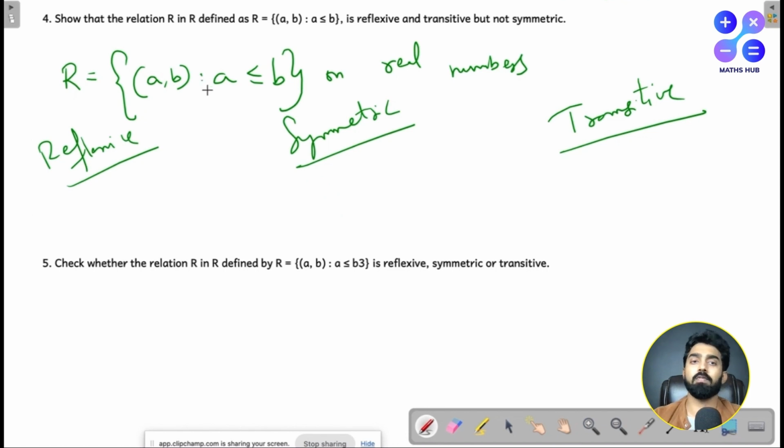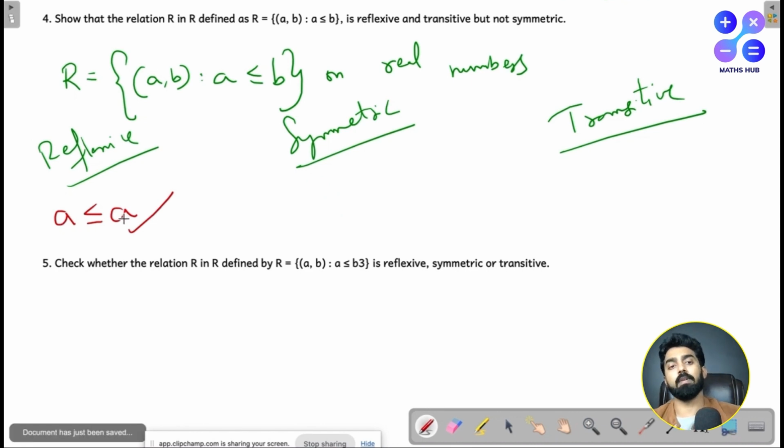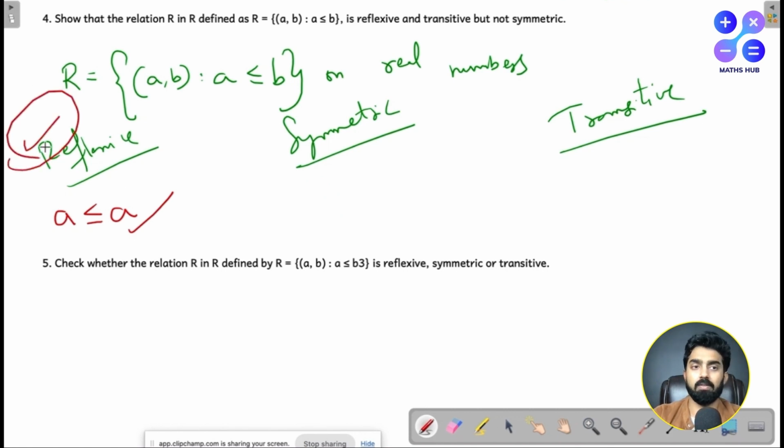Yes. A number is always less than or equal to itself, 100%, right? a is always less than or equal to a. It's 100% true. A number will always be equal to itself. So since it is less than or equal to, it's always equal to. Equal to is always true. So this is true. It's always reflexive. A number will always be equal to itself. It's true. Now, is it symmetric?